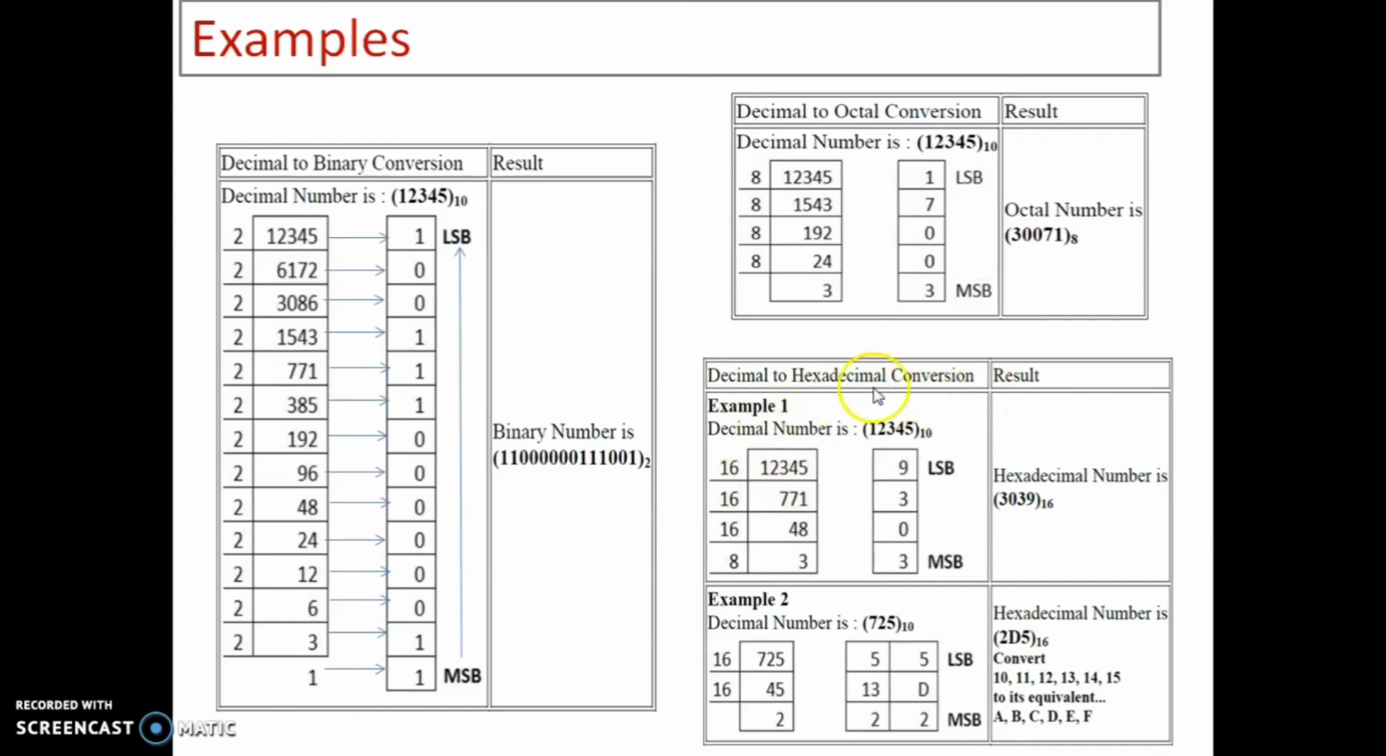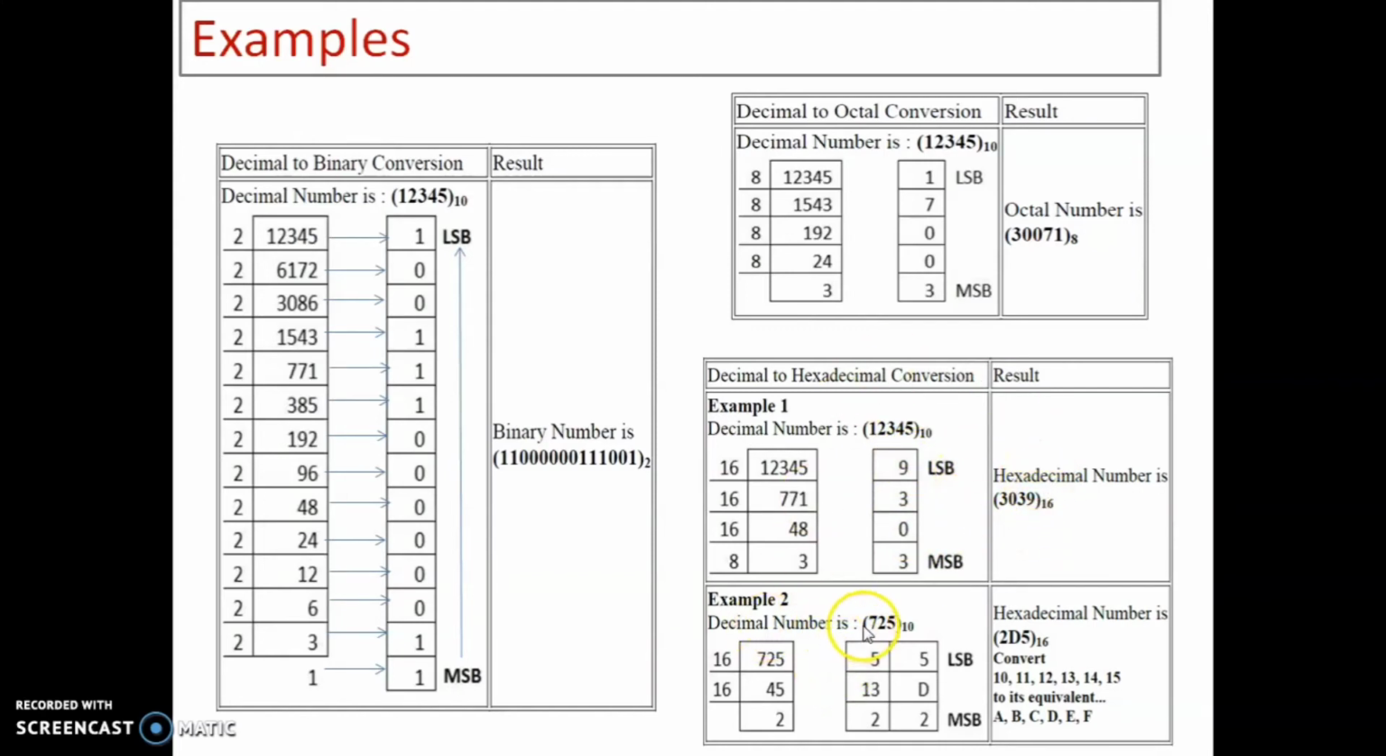Convert decimal to hexadecimal. 12,345. Target conversion is hexa. The base of hexa is 16. Divide by 16. Note the remainder. First remainder as LSB. Last remainder as MSB. Write the numbers from MSB to LSB. We get 3039.